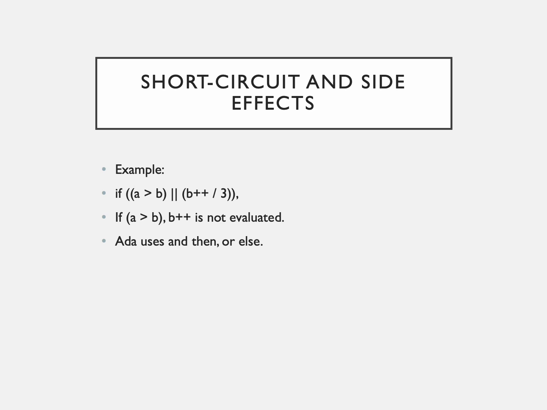Now why does this matter? Side effects like b plus plus can be missed if the expression is short circuited. If your logic depends on that side effect, you might get unexpected behavior. So don't place critical updates or state changes inside a condition that might be skipped.